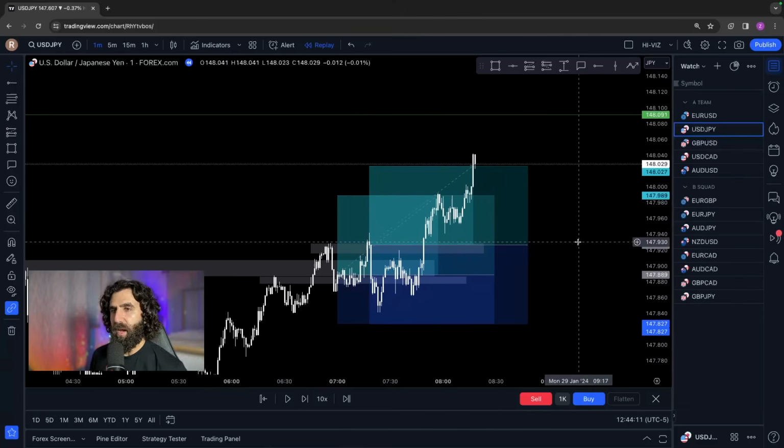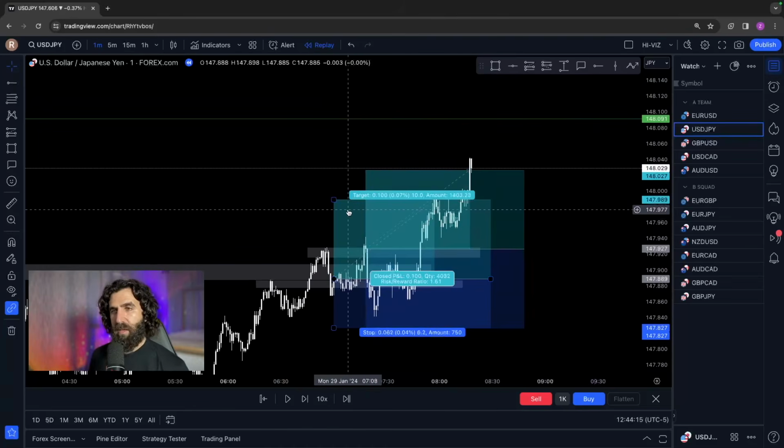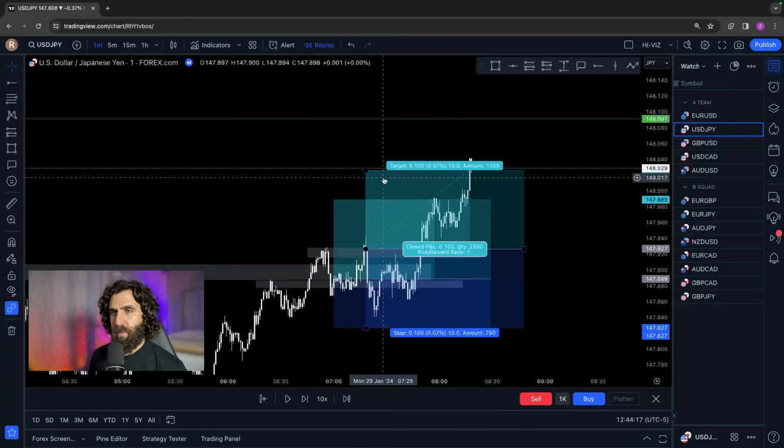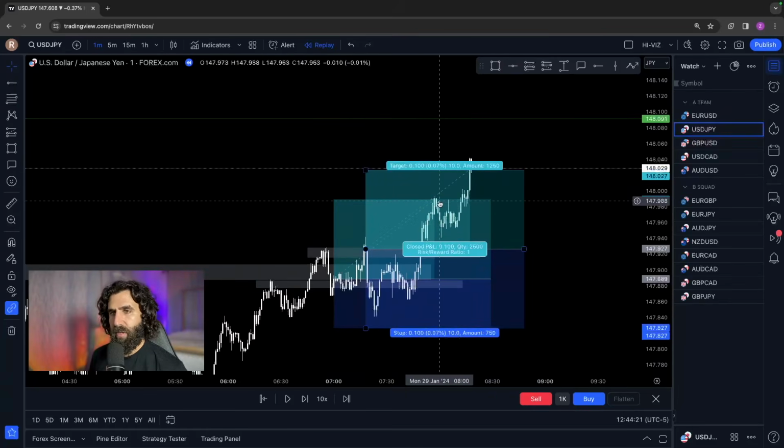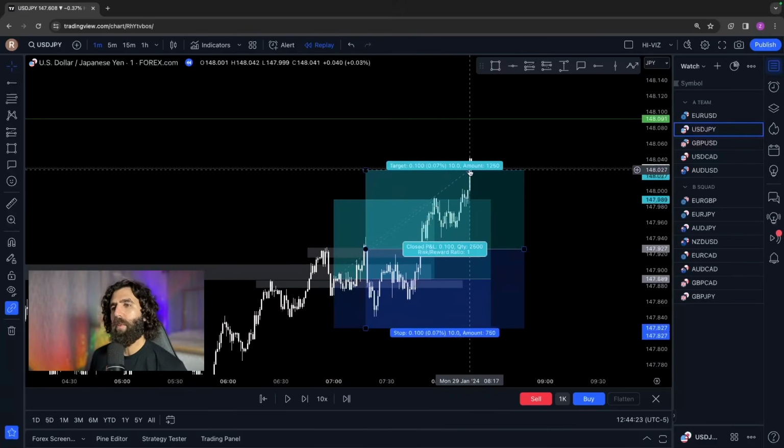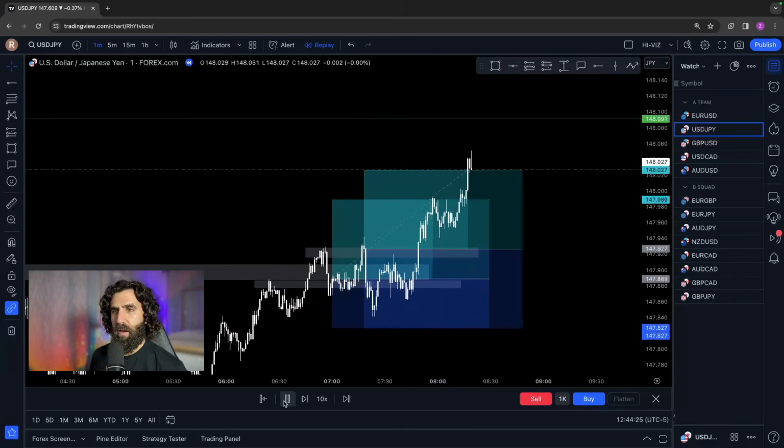Pushes up, makes a higher high. This position has already reached a 1-to-1. I don't think I got another entry here. I don't know if I would take one this far up in the move. Let's see if we get the TP hit.